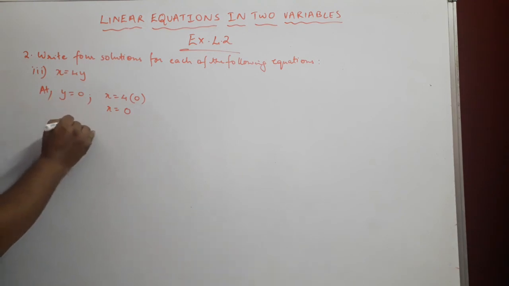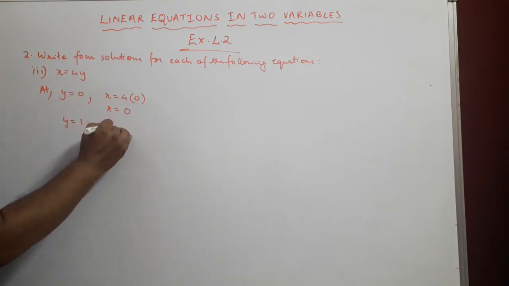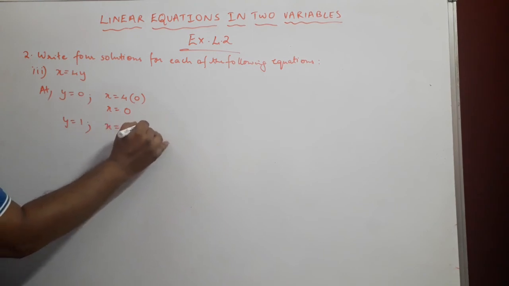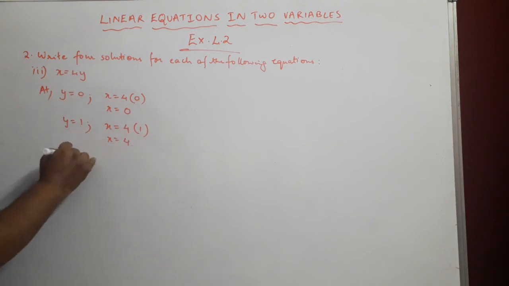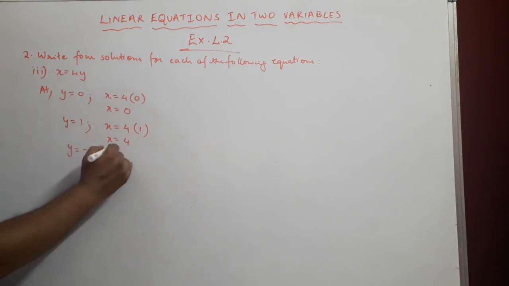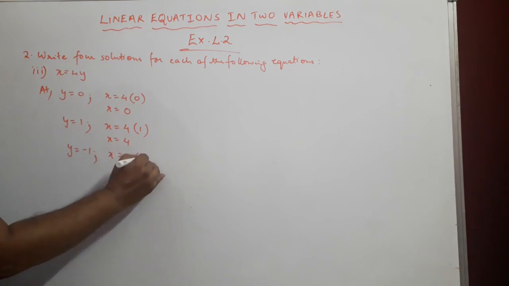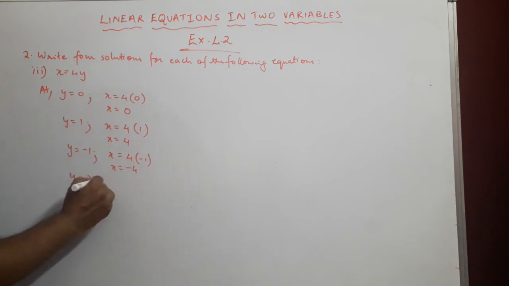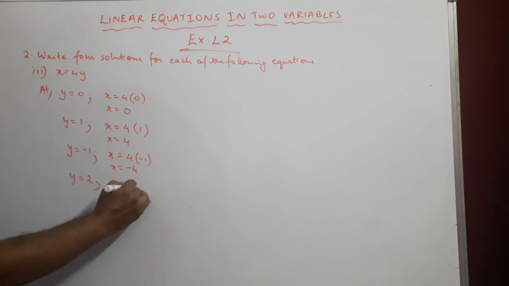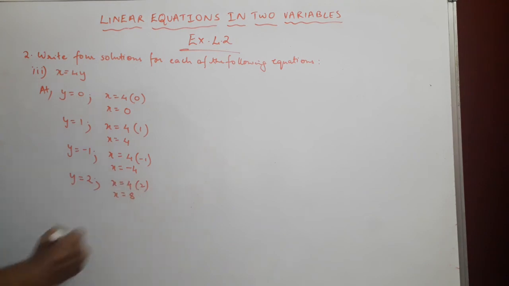Next we'll take y equal to 1. So x equal to 4 into 1, which is 4. Next we'll take y equal to minus 1. This time x equal to 4 into minus 1, and 4 into minus 1 is minus 4. And lastly we'll take y equal to 2. Let's see what we get. x equal to 4 into 2. That means x will be equal to 8. You see, for different values of y this time we get different values of x.